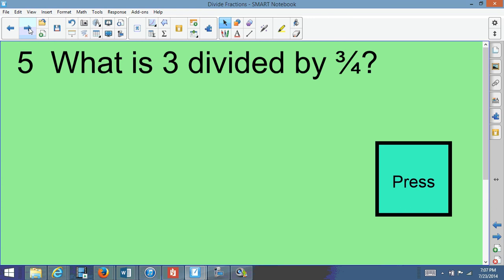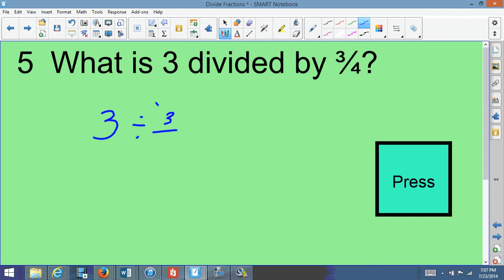So here's our first question. What is 3 divided by 3/4? So we have a division problem here. We have a whole number, which is 3, and we're going to divide that by 3/4.